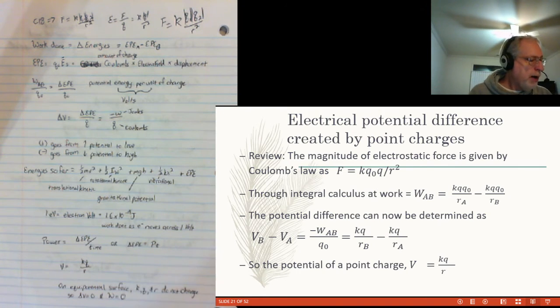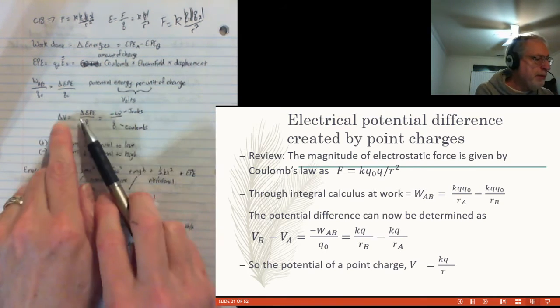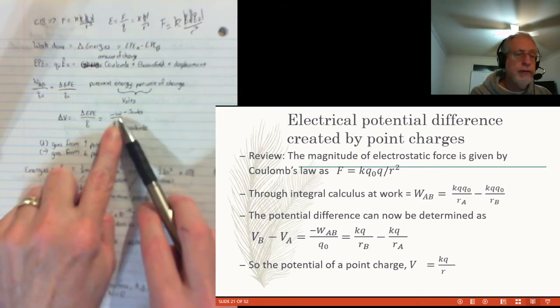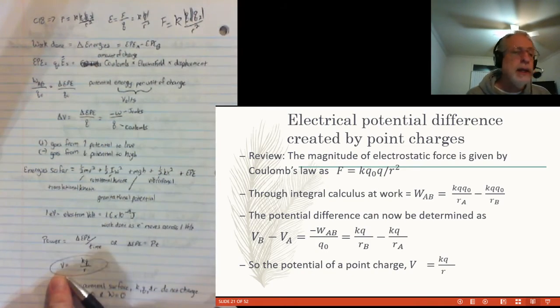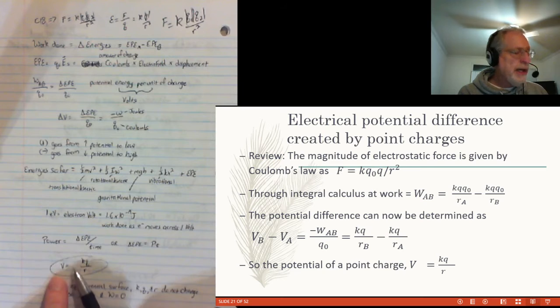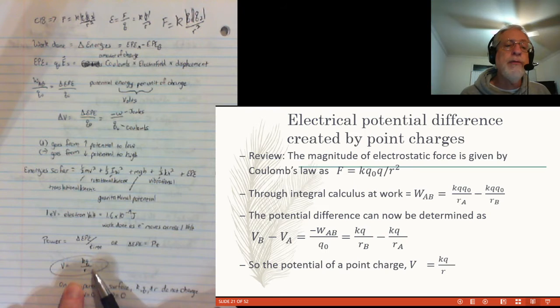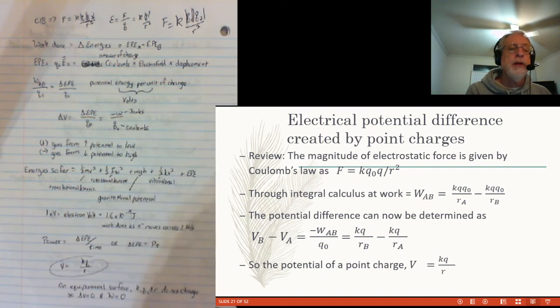This is where we're heading now. Voltage, which before we saw was delta EPE over Q or negative work over Q, where these are Q naughts, the test charge, can also be determined as k, the constant, times Q divided by r, the distance. So the potential of a point charge V is kQ over r. It's another way of calculating it. Q is the Coulombic charge, r is the distance, and k is a constant.